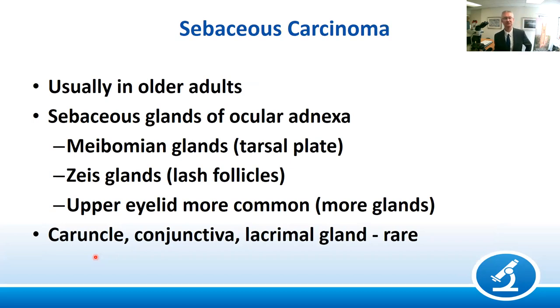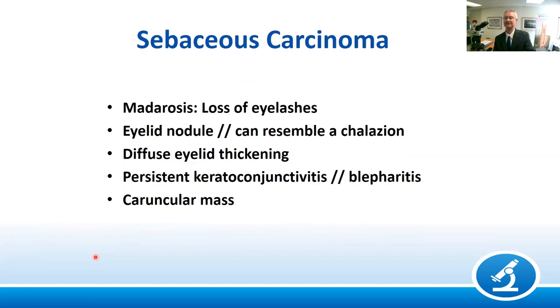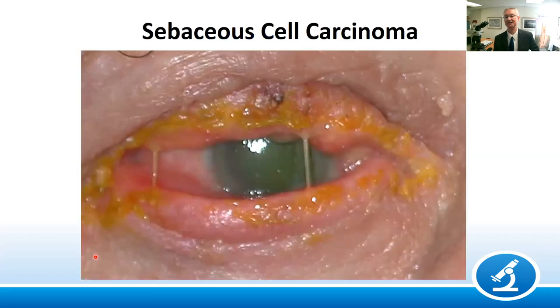Okay, so sebaceous carcinoma usually occurs in adults. And remember the anatomy of your sebaceous glands: meibomian glands in the tarsal plate, the glands of Zeis in your eyelash follicles, and others may occur in the caruncle, the conjunctiva, and rarely in the lacrimal gland. So you can get sebaceous carcinoma in unusual locations. How do these individuals present clinically? Madarosis, loss of the eyelashes. Also, they can present with an eyelid nodule that can resemble a chalazion, or with diffuse eyelid thickening and a persistent keratoconjunctivitis or blepharitis. It can also involve the caruncle, as we mentioned earlier. So always have sebaceous carcinoma up there on your differential diagnosis list.